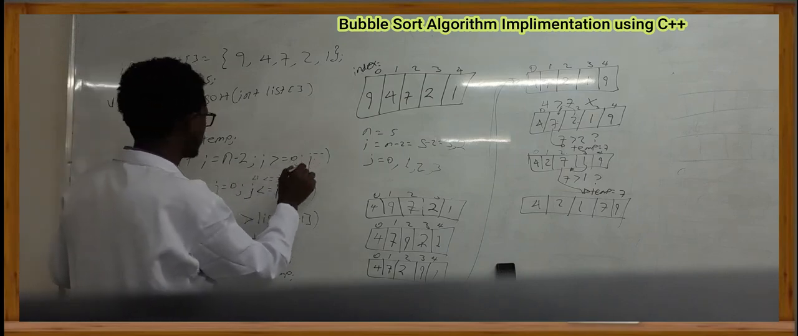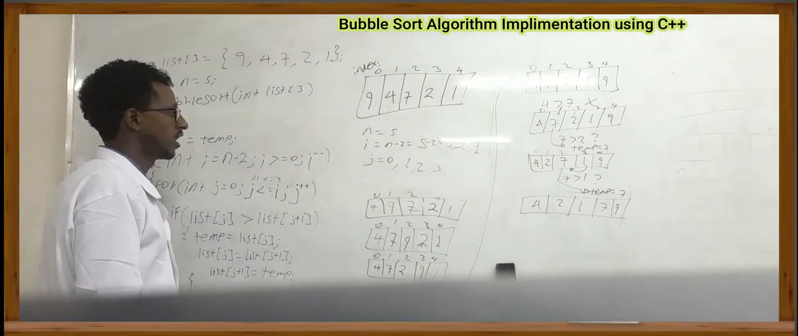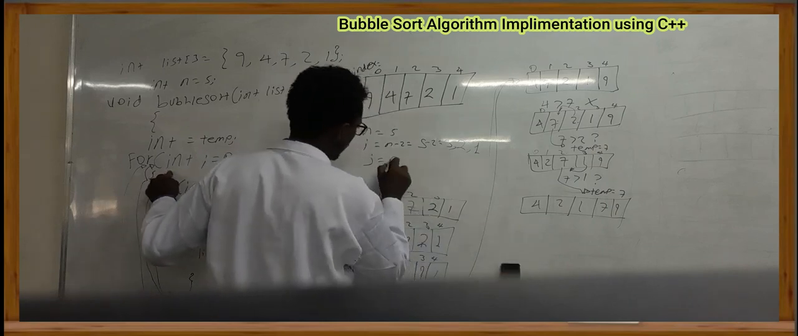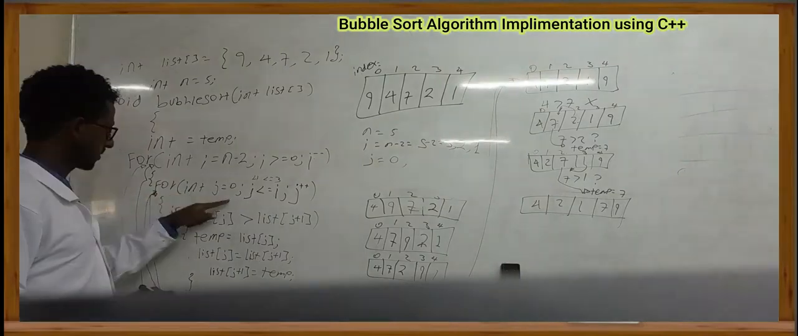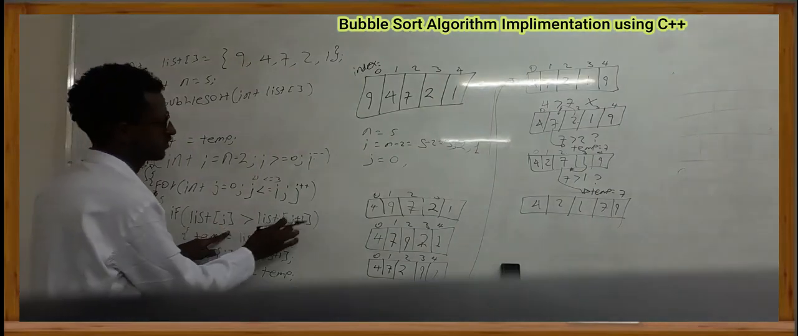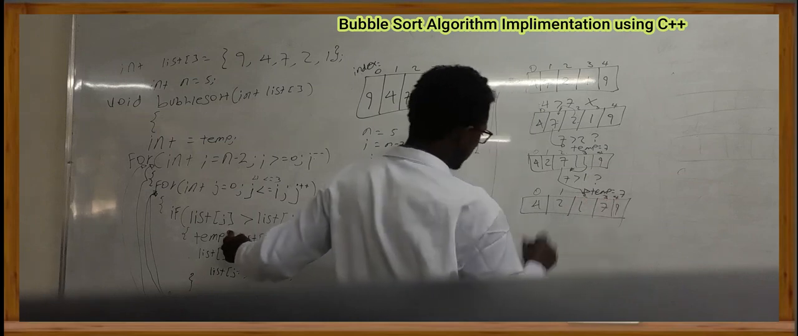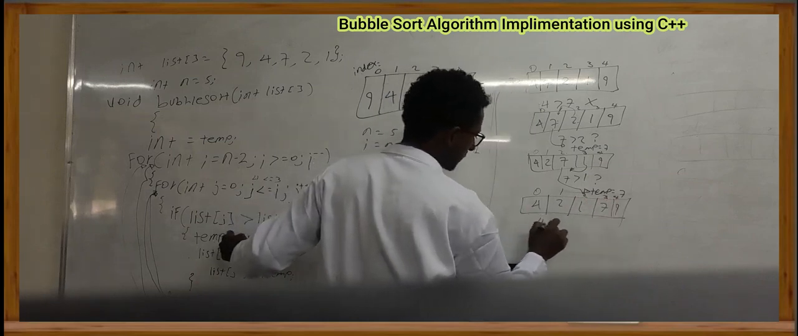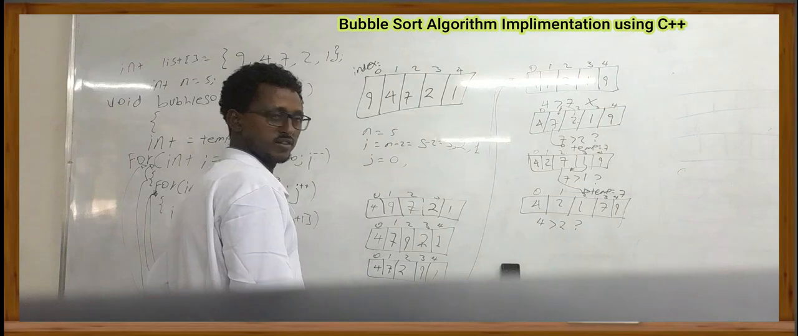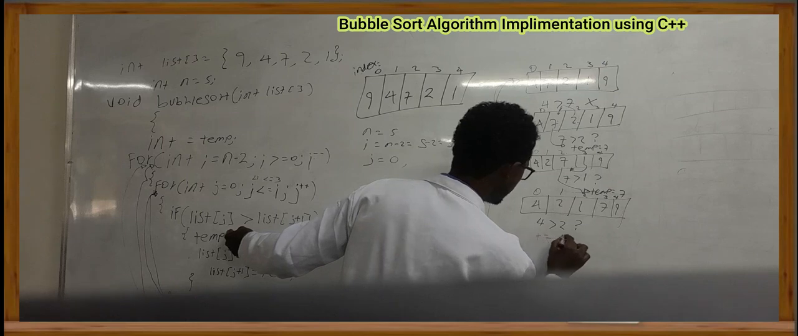On the outer for loop, I is decremented to 1. So we initiate the value of J starting from 0 again, and check the condition inside the nested for loop. There is another if condition: list of 0 greater than list of 0 plus 1. That means, 0, 1, 2, 3, 4 is the index. List of 0 means 4 greater than list of 0 plus 1, meaning list of 1, which is 2. Is it true? Yes. Therefore, you should swap it using the previous way. Temp is equal to 4.